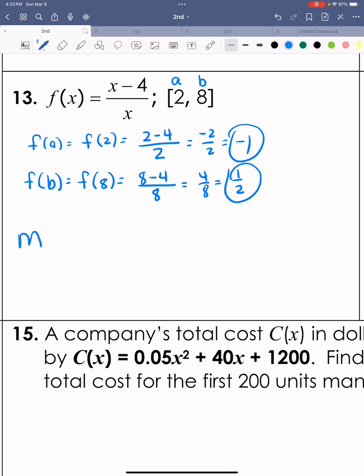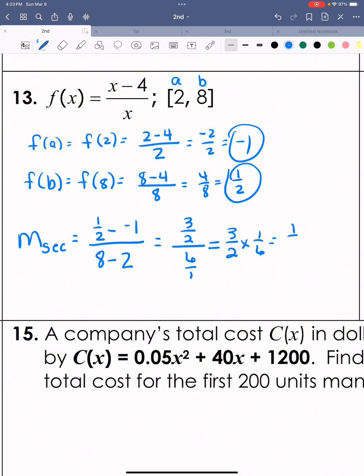So let's fill into m sec, and this is going to be f of b, which was 1/2, minus negative 1, over 8 minus 2. This gives us 3/2 over 6. Now remember, when you divide fractions, you can make the bottom one into a fraction, and then you're going to keep, change, flip, or multiply by the reciprocal. So you wind up with 3/2 times 1/6, which reduces down to 1/4.